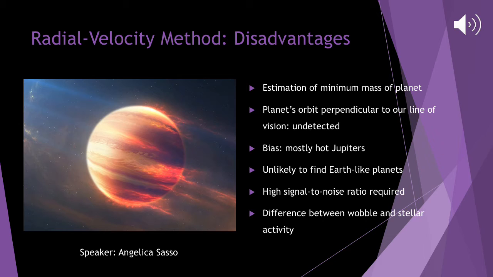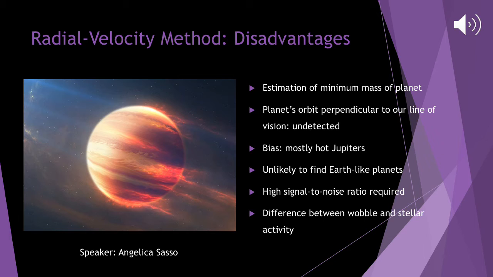Furthermore, if the star's wobble is not towards and away from Earth, any shift in wavelength will not be observed, and we would have missed the opportunity to discover a planet. This occurs when a planet's orbit is perpendicular to our line of vision.